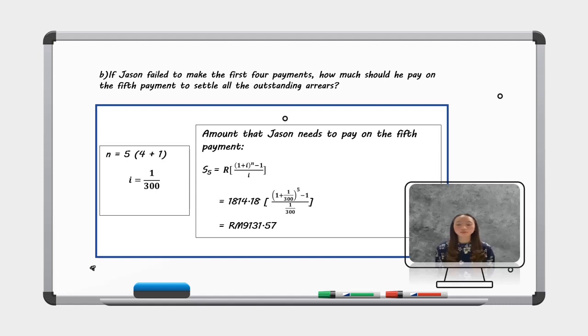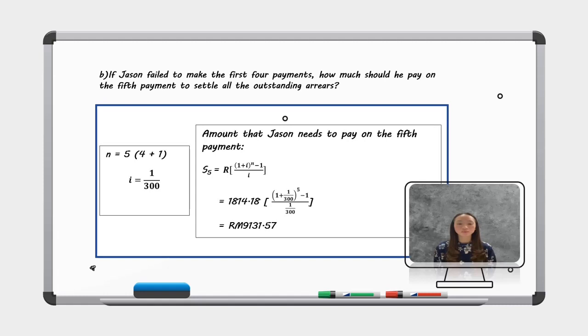Next, we need to find I, which refers to the interest rate per interest period. The formula to find I is K over M. Our K is equal to 0.04, while our M is equal to 12. When we divide, the answer will be 1 over 300. That is our answer for I.